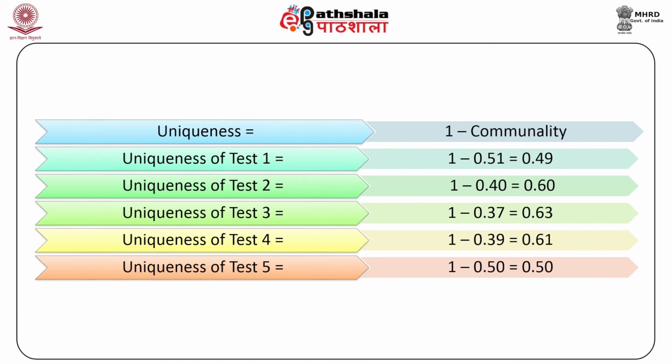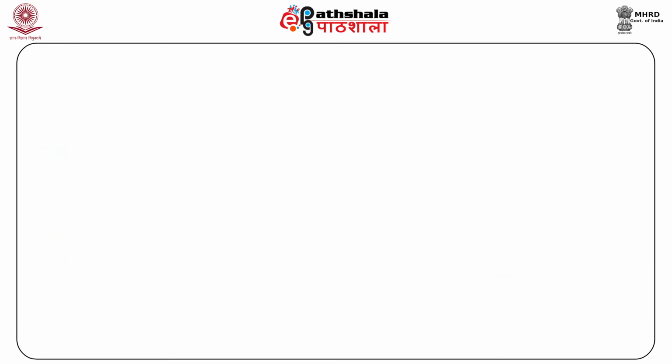Uniqueness of test 3 is equal to 1 minus 0.37, which is equal to 0.63. Uniqueness of test 4 is equal to 1 minus 0.39, which is equal to 0.61. Uniqueness of test 5 is equal to 1 minus 0.50, which is equal to 0.50.